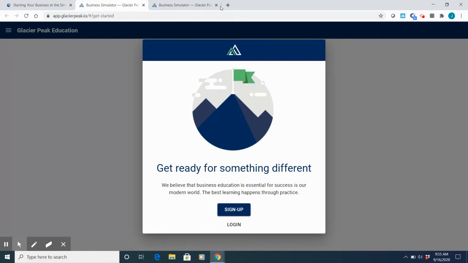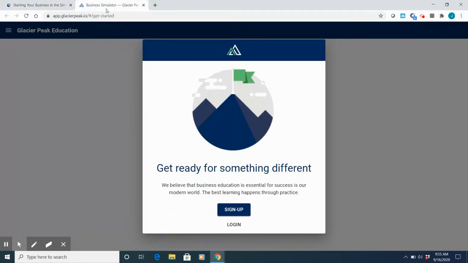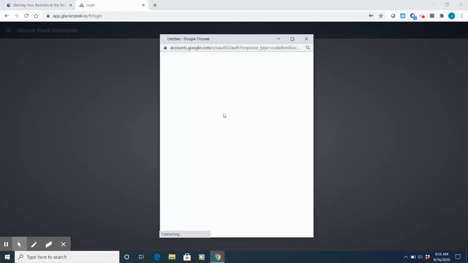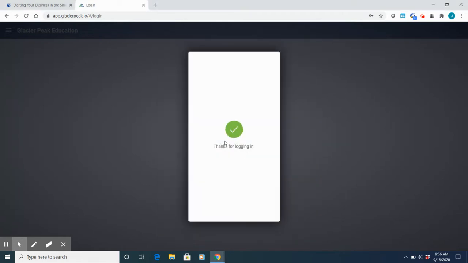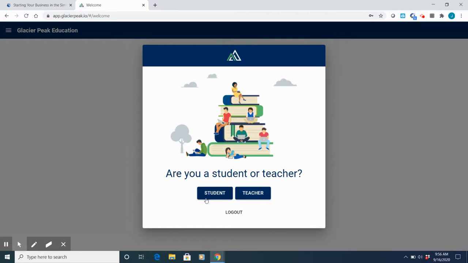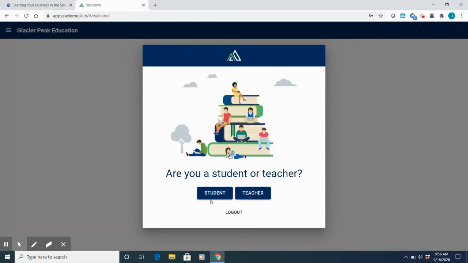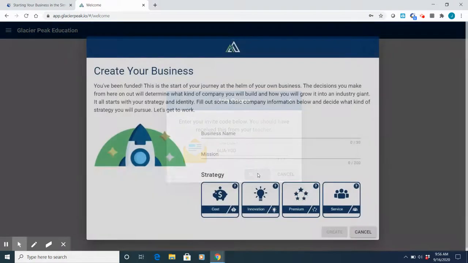When you click on the link below, it opens to this site. Copy the class code below and then go ahead and sign up. What I'm going to ask you to do is sign up with Google. And then you're going to say that you're a student. And then you're going to put our class code in and hit submit.